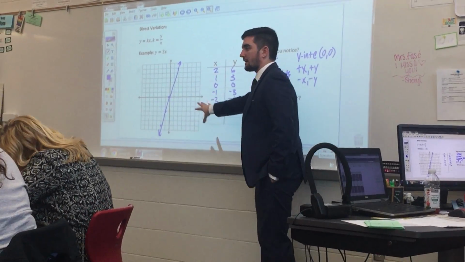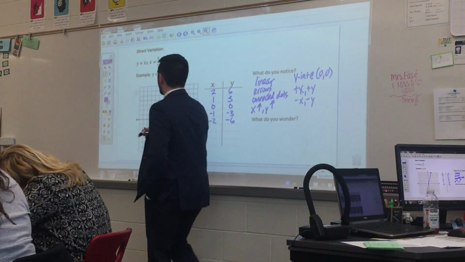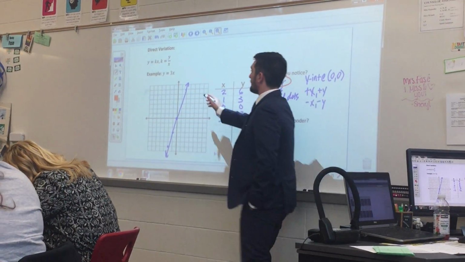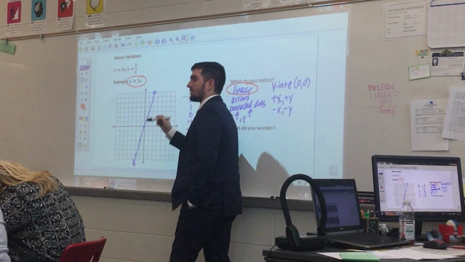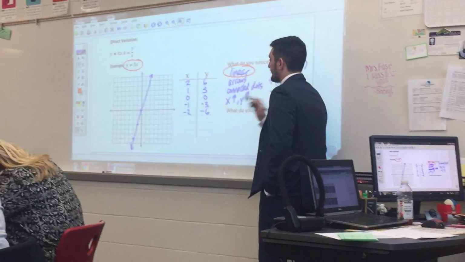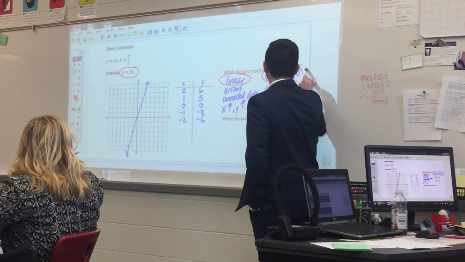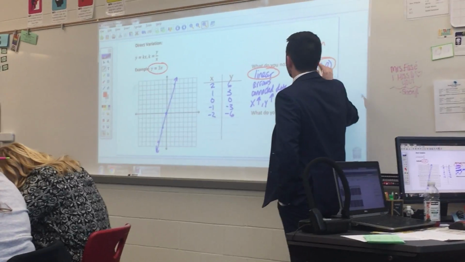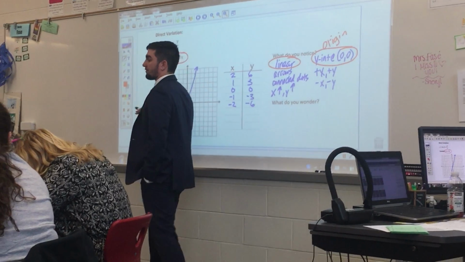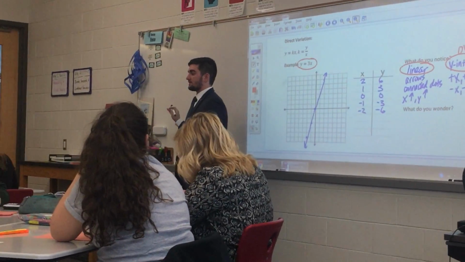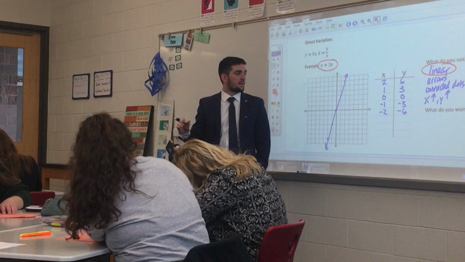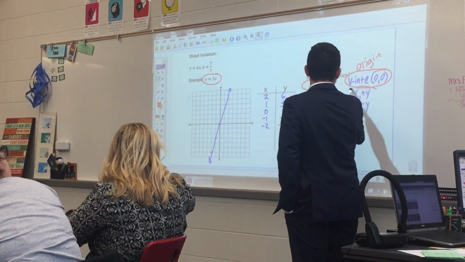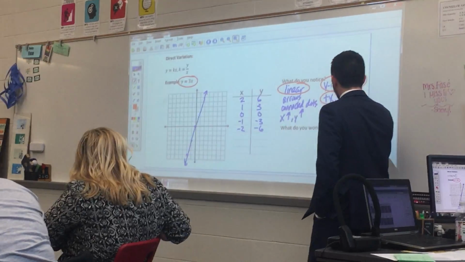Okay, so is everybody okay with this? So a couple things are really important I want to point out. One, linear. So all direct variations will always be linear. And one of the other really important ones is the origin. A direct variation will always go through the origin. Always, always, always. Okay?